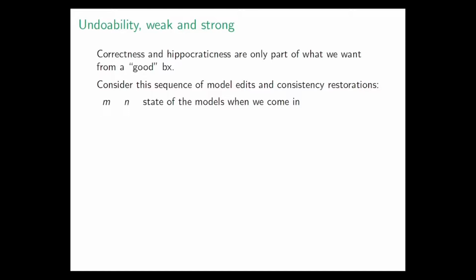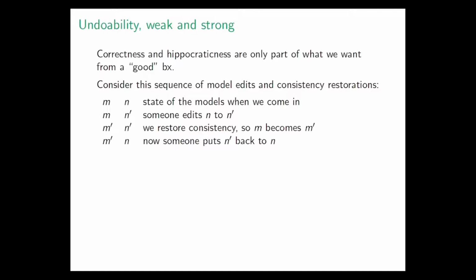Correctness and Hippocraticness are only part of what we want from a good bx. To look at undoability, let's consider this sequence of model edits and consistency restorations. So we've got M and N when we come in, somebody edits N to N primed, and we restore consistency, thereby modifying M to M primed. And now somebody comes along and puts N prime back to where it started, to N again, and we restore consistency again. Where do we expect to be?